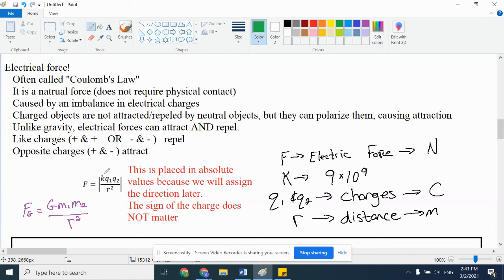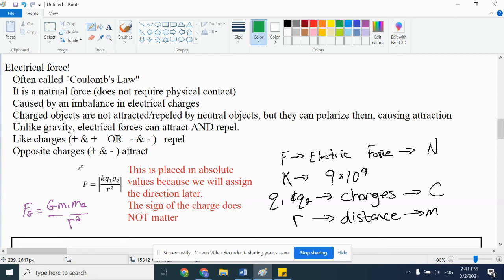You see here, F equals the absolute value of k q1 q2 over r squared. The absolute value is placed there because we're not going to be concerning ourselves with the sign of the electrical charge, since for forces, negative means direction and it doesn't mean strength. You'll notice this equation looks very similar to the one in gravity. We just replaced the G with a k and the masses with a charge.